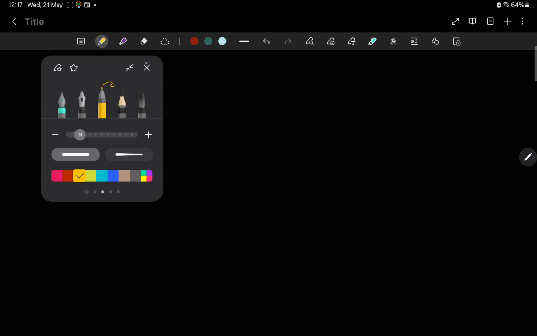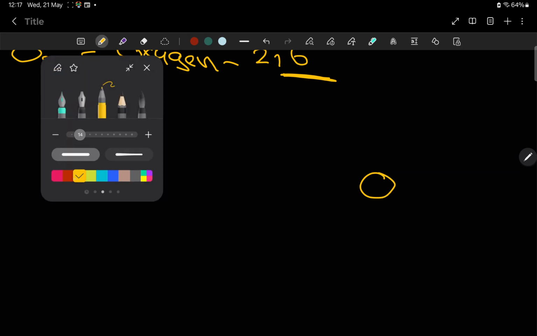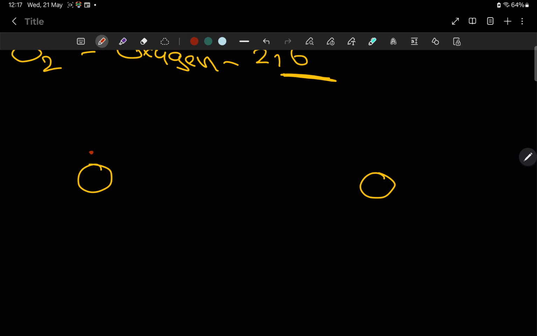Oxygen. Let's try for O2. It has only one element, that is oxygen. The electronic configuration of oxygen is 2, 6. So it has 6 valence electrons. Let's write oxygen, right? 1, 2, 3, 4, 5, 6. And this also the same: 1, 2, 3, 4, 5, 6. So it needs another 2 electrons.